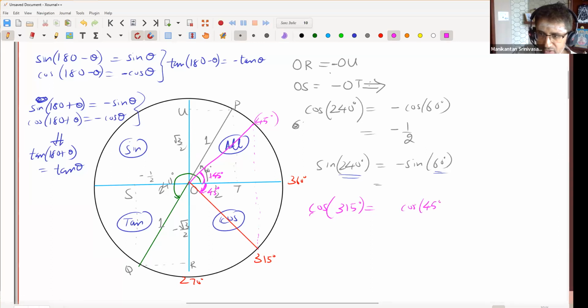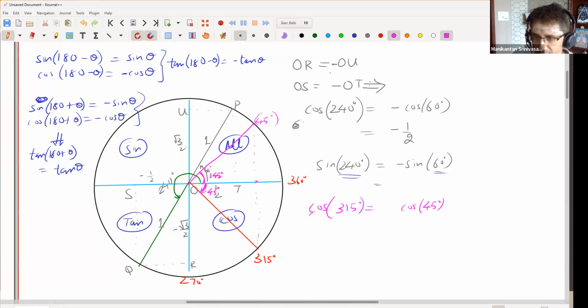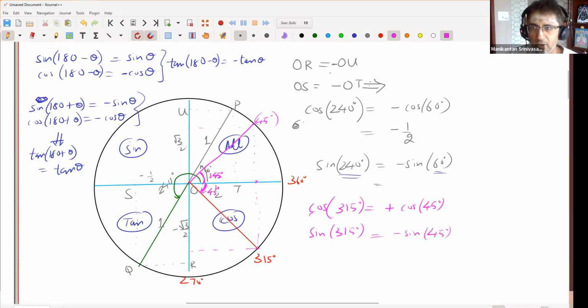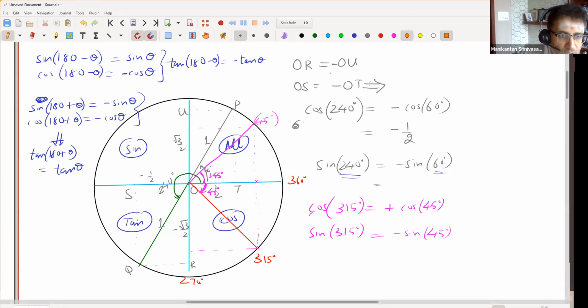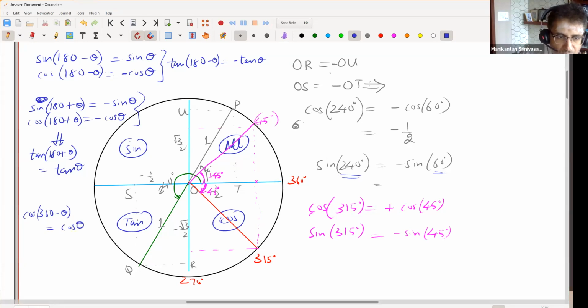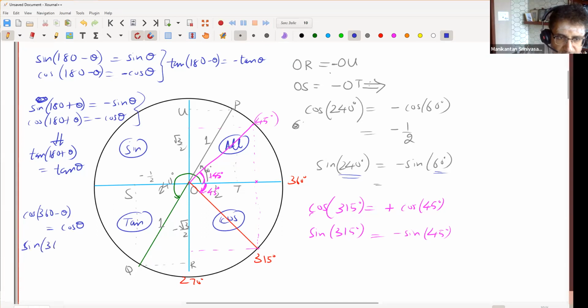Now, is it positive cos 45 or negative cos 45? It's positive, because the X projection is on the positive X-axis, whereas sine would fall on the negative Y-axis, and therefore it is negative sine 45. So if I extend this summary here, cos of 360 minus theta is cos theta, whereas sine of 360 minus theta is negative sine theta.